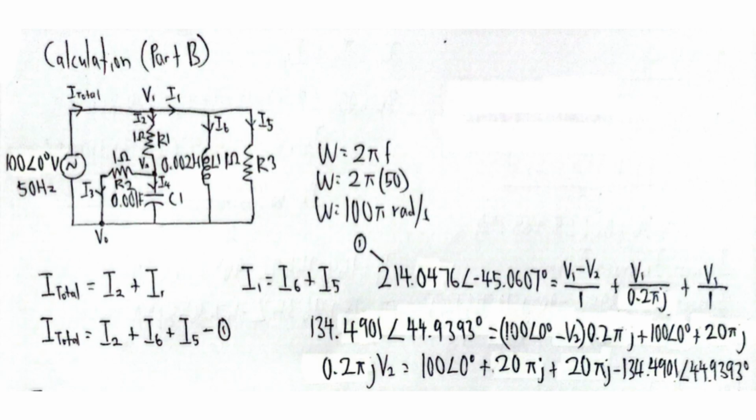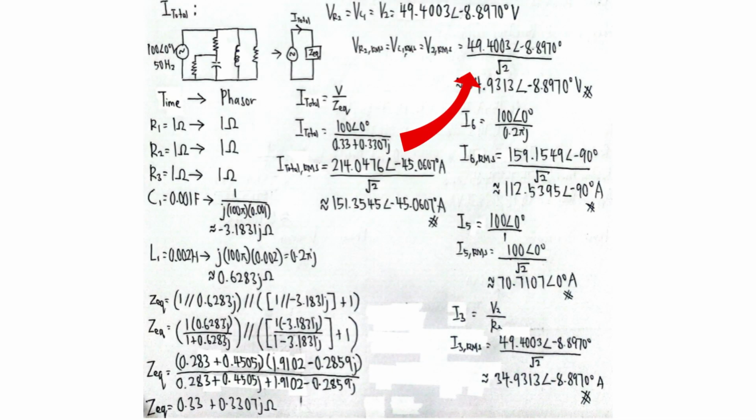Now we can use the method of nodal analysis to find the formula for each current. Here you can see the before and after of the equation. So from the equation, we can find the value of voltage at node 2.